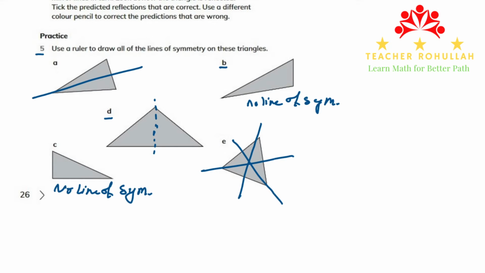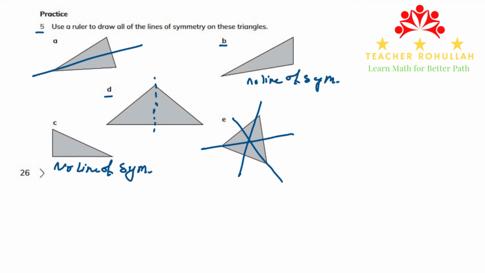In this case, we can say an isosceles triangle has got 1 line of symmetry. A scalene triangle does not have any line of symmetry, but an equilateral triangle has got 3 lines of symmetry. Let's now move down to question number 6.